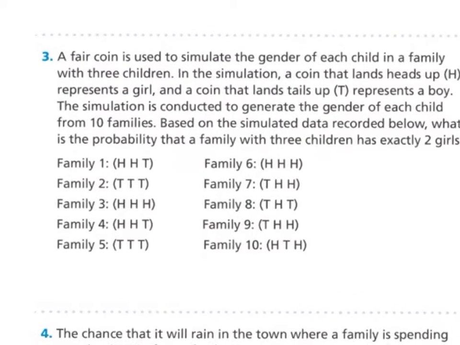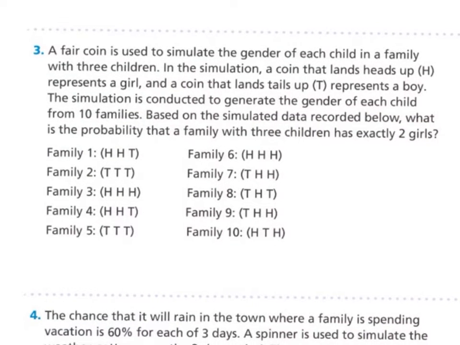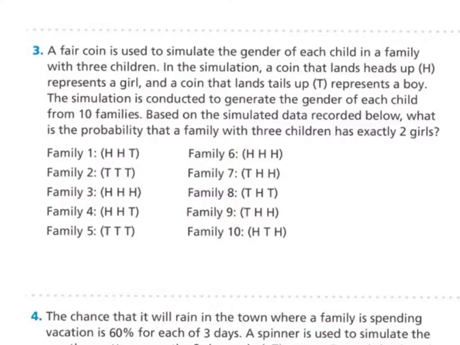Number 3, a fair coin is used to simulate the gender of each child in a family with 3 children. In the simulation, a coin that lands heads up represents a girl, and a coin that lands tails up represents a boy. Simulation is conducted to generate the gender of each child from 10 families. Based on the simulated data, what is the probability that a family with 3 children has exactly 2 girls?